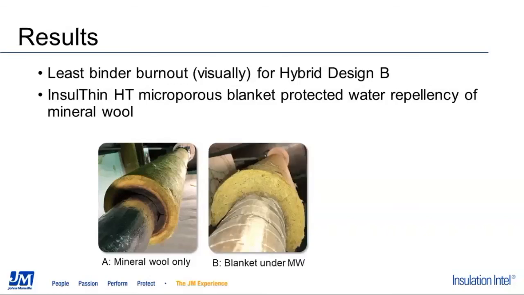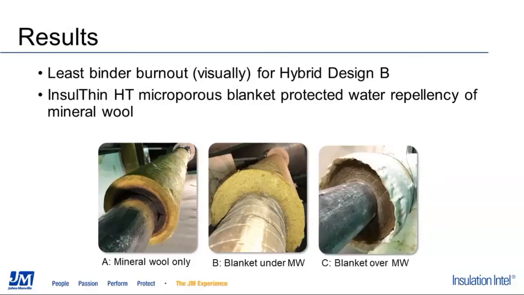The second design, design B, has the Insulate HT microporous blanket as a base layer. These are the shiny surfaces. It's a quilted blanket. You can see some evidence of the binder burnout on the outside, at the interface, I should say, but definitely less. And that makes sense, because we put an insulation in between the pipe and the mineral wool, so intuitively it certainly makes sense.